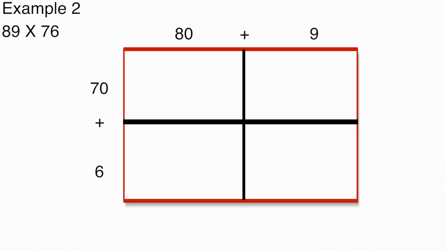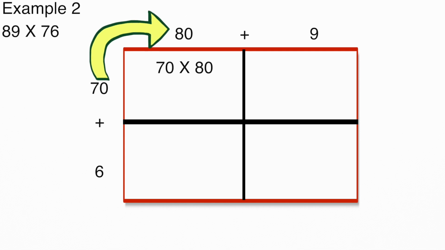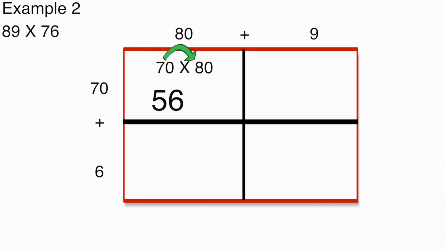In this next example, we have 2 digits times 2 digits. So you're going to notice that my box needs to look a little differently. First, I'm going to write 89 in expanded form, which is 80 plus 9. Then I write 70 plus 6, that shows 76 in expanded form. Now I can go ahead and start writing my problems. I have 70 times 80, which I write inside my box, and now I find the product. 7 times 8 is 56, and since I have 2 zeros, I can just place my 2 zeros down here.